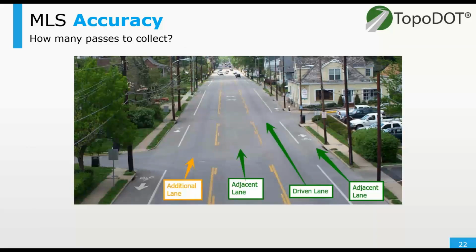So what will a single pass get you? It should be good for at least 3 lanes total, possibly more in some cases. Those lanes are going to include the driven lane and both neighboring or adjacent lanes on either side. Seen here in the image as green arrows, those are going to be our driven lane and adjacent lanes. And depending on the system that you use to collect this, and also the speed of the system, the additional lanes out at the edge there could also be captured too. That's in yellow.